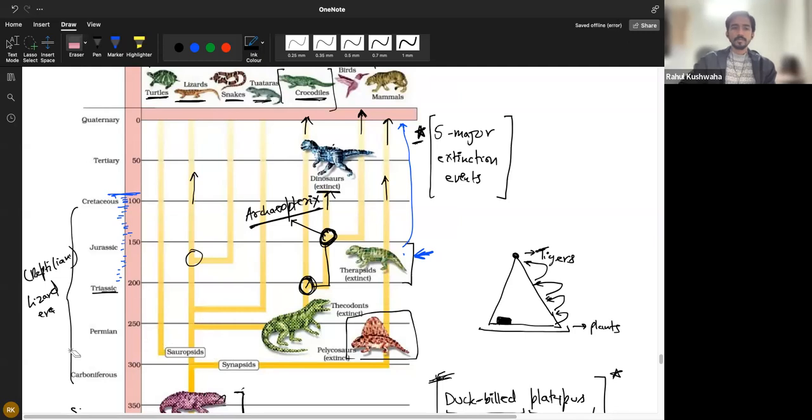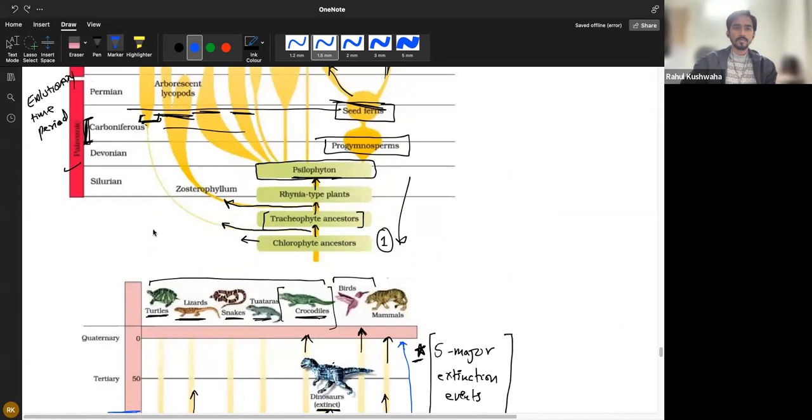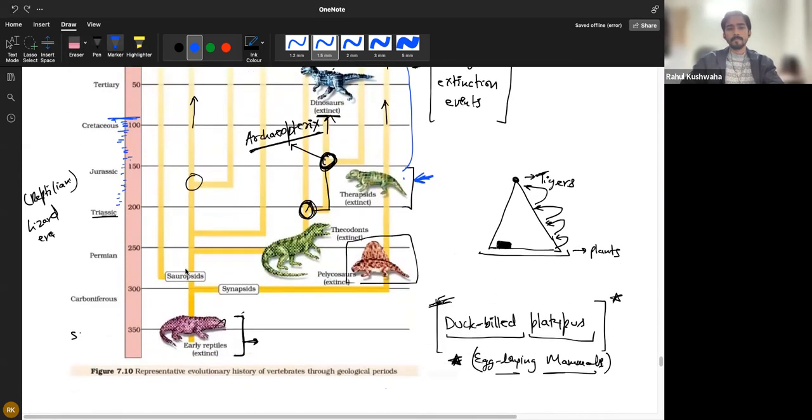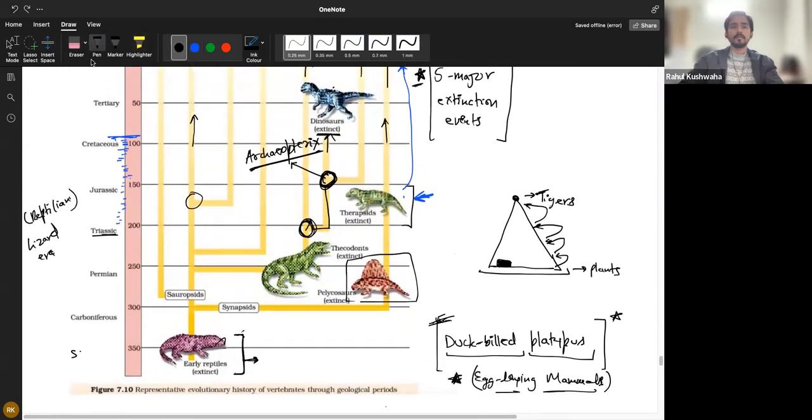is that around 300 million years ago, if you pay attention, there was a divergence of the early reptilians. One group diverged to become synapsids. The other is called sauropsids. The word saur means lizard. So dinosaur means?